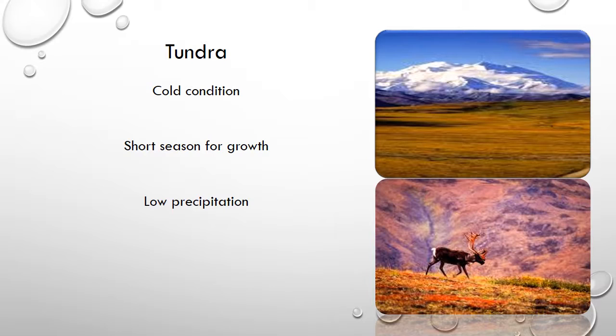And the second thing is a short season for growth. Usually it will be 6 to 10 weeks, and the precipitation is also low at tundra, like 6 to 10 inches of rain a year. So all of this causes the tundra's biotic diversity to not be as good as other ecosystems, but tundra is not a deathland. They are also full of colorful living creatures.